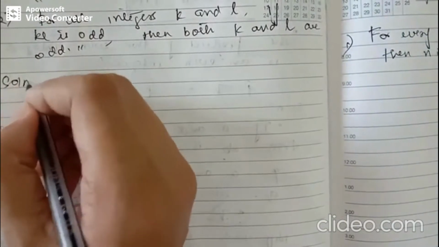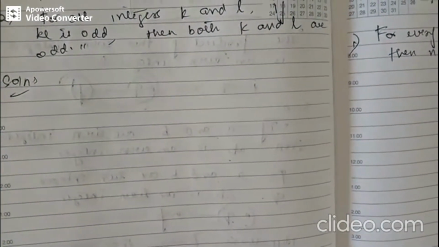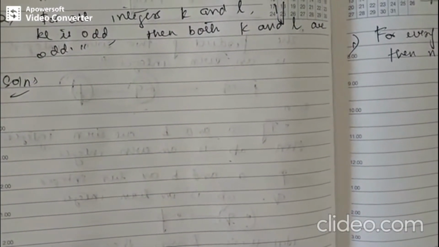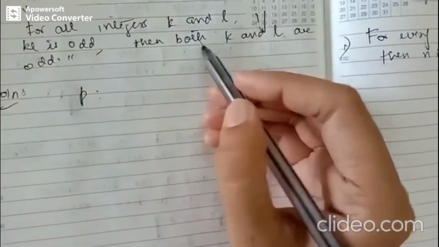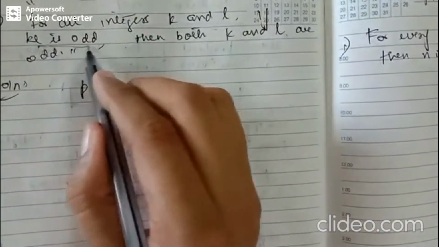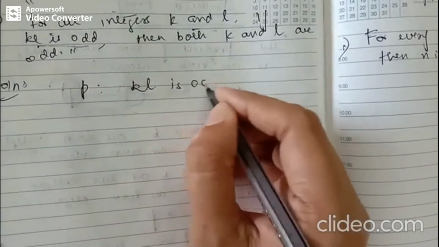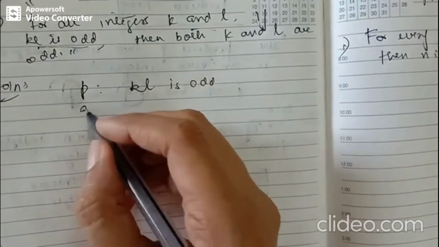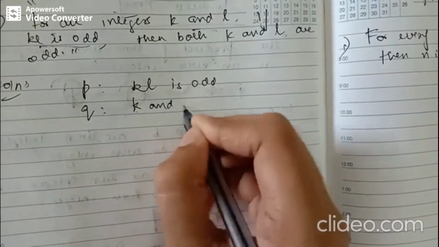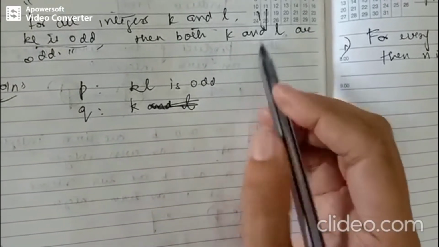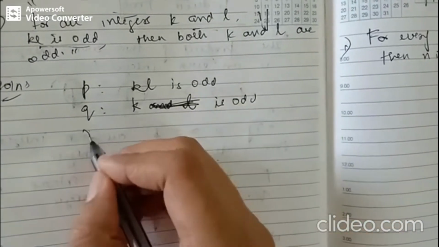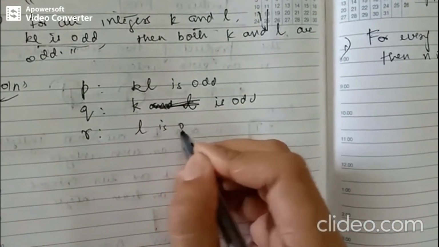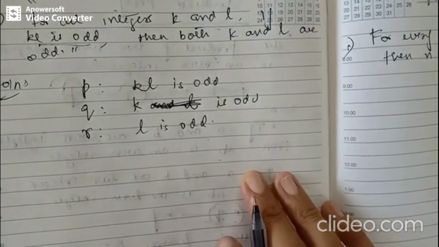First of all, we need to write this in terms of variables. It's already written here. First of all, we need to denote what is P and what is Q. So P is, as we can observe, kl is odd. I'll write here kl is odd. That is our P. And Q is k and l, so I can take it separately: k is odd, and I'll take R, that is l is odd.